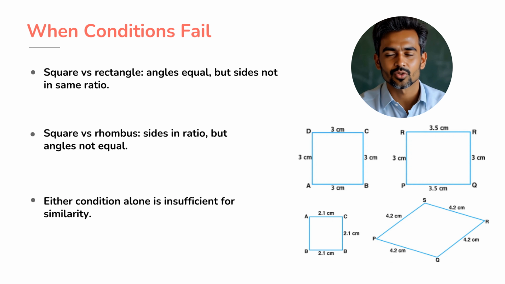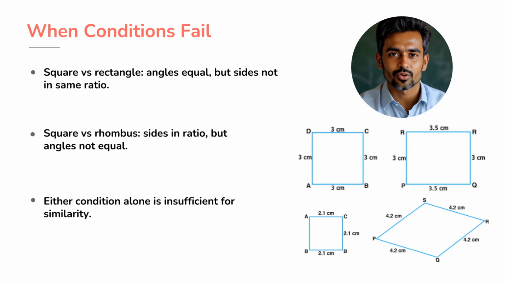Hello students. Let me ask you something. Have you ever seen two objects that look almost the same, but when you check carefully, something doesn't quite match? That's exactly what happens when the formal conditions for similarity fail. Let's see an example. A square and a rectangle, at first glance, both have 4 right angles. So their angles are equal. But the sides are not in the same ratio. That breaks the rule of proportionality, so they are not similar.